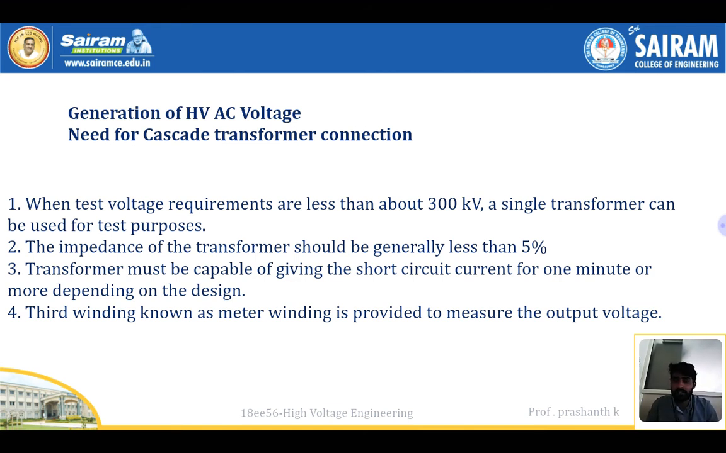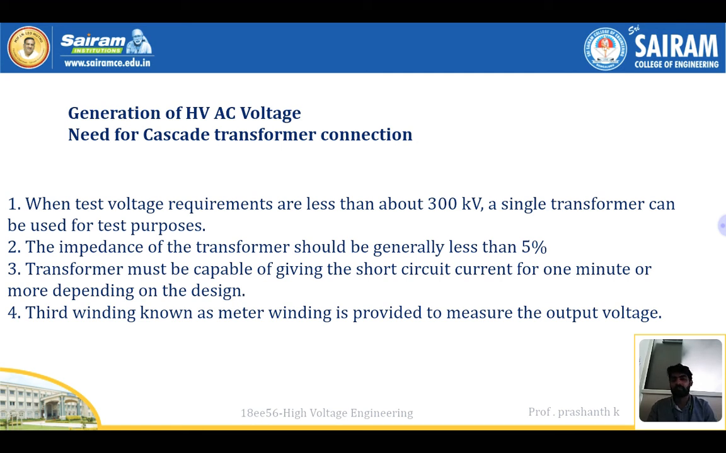Next we have generation of high voltage AC, which needs a cascade transformer connection. Generation of DC we discussed: one is the rectifier method, another is the Van de Graaff generator, another is the Cockcroft Walton type DC generator set. Now the generation of high voltage AC needs a cascade transformer.